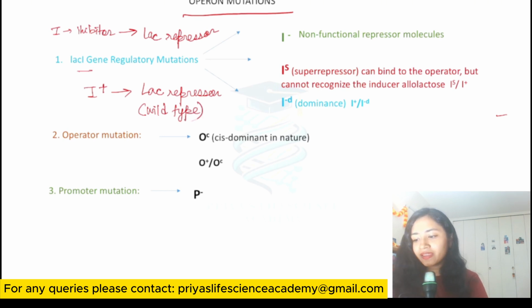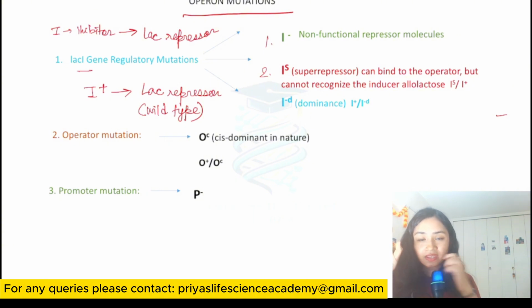Okay, but if there is any kind of mutation in the inhibitor gene, one kind of mutation is lacI minus, which produces a non-functional repressor protein that can't function. Number 2 is I^S, known as the super repressor. It can bind to the operator but cannot recognize the inducer allolactose. As the name suggests, the super repressor is a massive form. Even if the inducer, that is lactose, is present, the super repressor can't be inhibited.